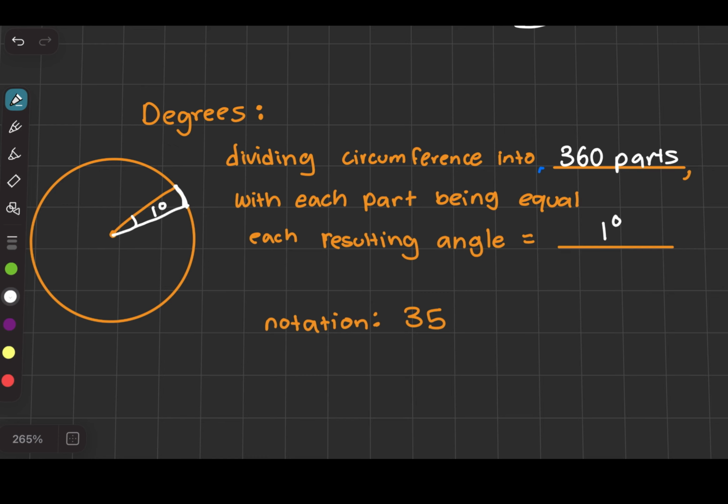1 degree. Alright, then as for notation, we typically just write that as a small circular symbol on top of the value, or by writing DEG.